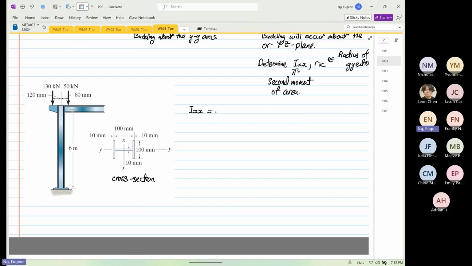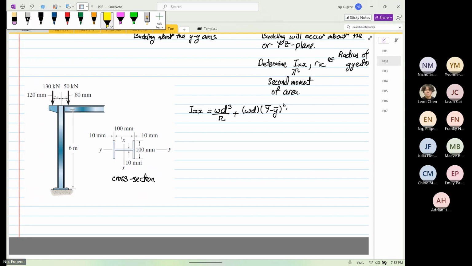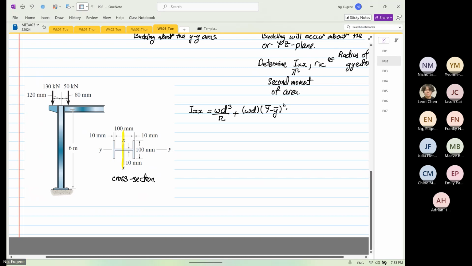So this is equal to width times depth cube over 12 plus width multiplied by depth multiplied by our distance y bar minus small y squared. Okay. So there are a few ways that we can do that. Okay, but more important, we know the axis of interest is our x-axis, right?